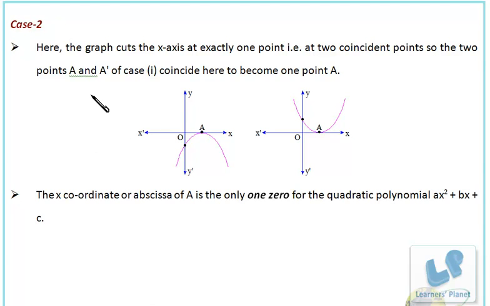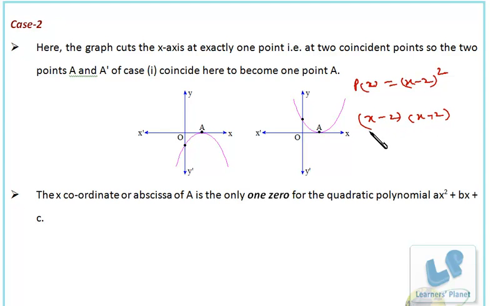Now, the graph cuts x-axis at exactly 1 point, or we can say it touches x-axis at the 2 coincident points. So the 2 points A and A dash of case 1 coincide and here become 1 point A, right? So when it happens, I just take an example. Suppose I have a polynomial p(x), that's (x minus 2) whole square, right? So we can say it's (x minus 2) and (x minus 2).